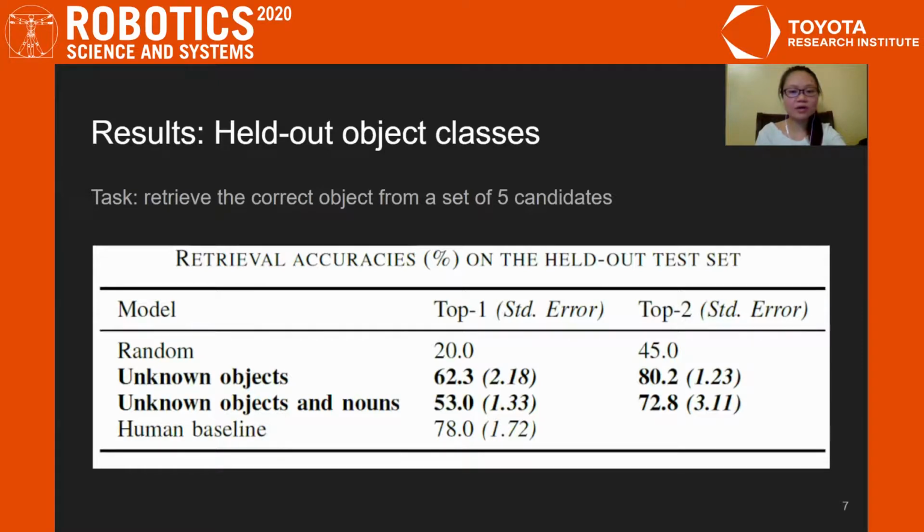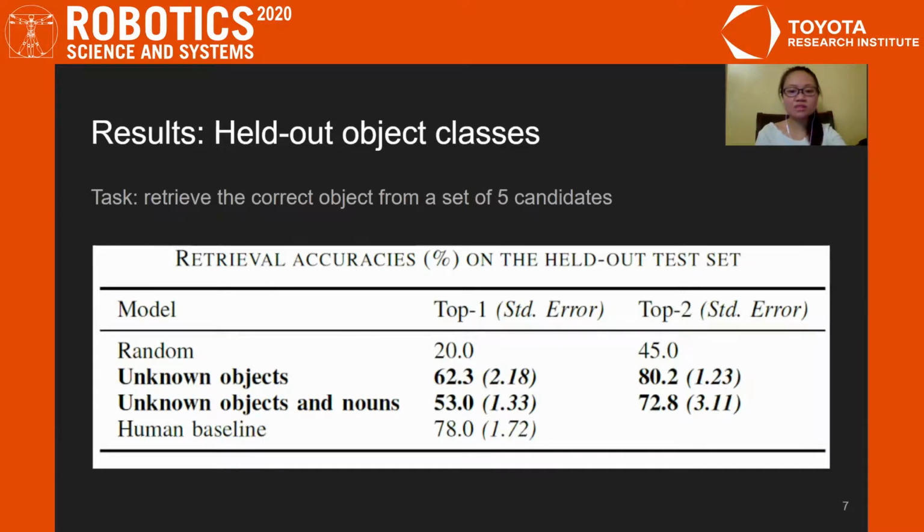On this task, a random model would achieve 20% top 1 and 45% top 2 retrieval accuracy. Our model achieves 62.3% top 1 and 80.2% top 2 retrieval accuracy on unknown object classes. In the case of unknown object classes and unknown nouns, our model achieves 53% top 1 and 72.8% top 2 retrieval accuracy.